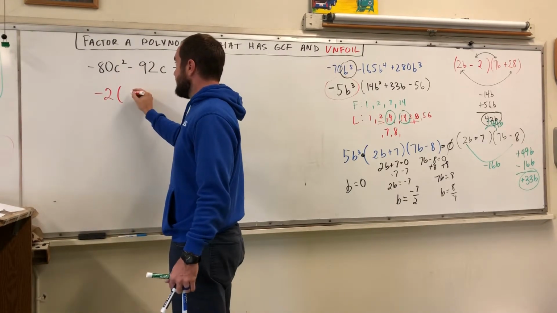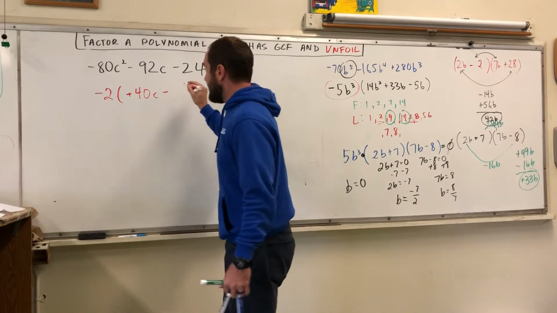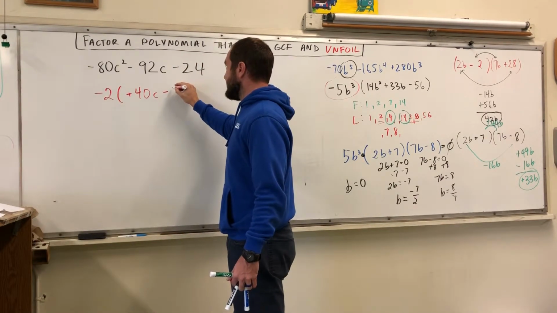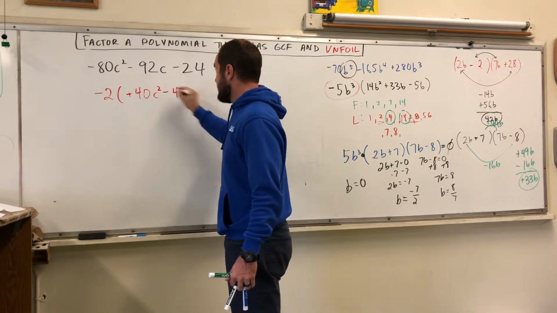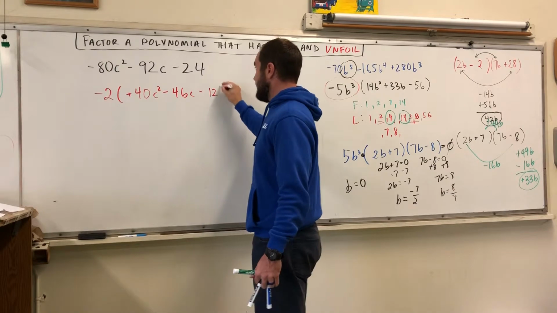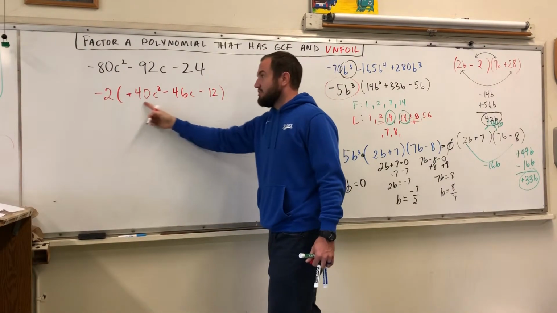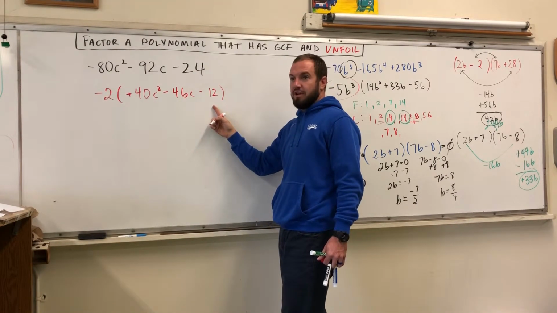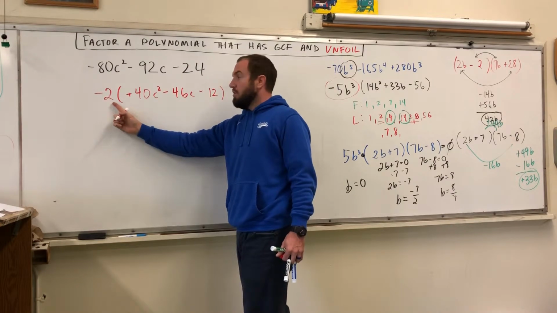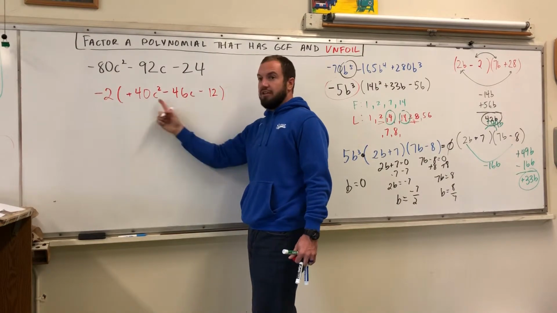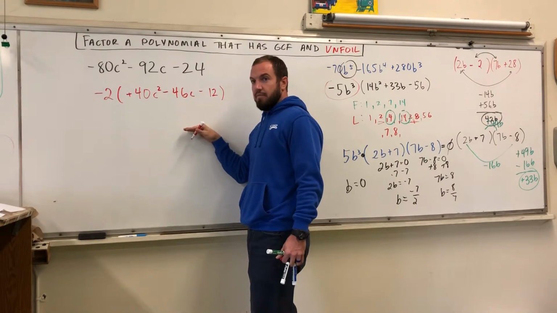And you'll get 40c squared minus 46c minus 12. What do you notice? Still even numbers, okay? So actually I could have factored a little bit more there. You can tell right away. You'll know you found the greatest common factor when you factored out these values, and it's completely simplified. It is as reduced as you can get.